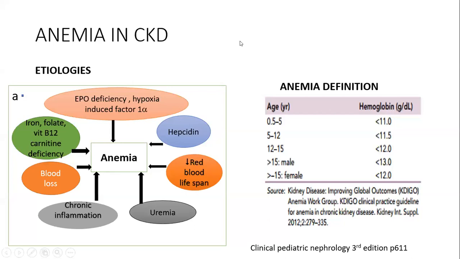So the WHO and Kidney Disease Improving Global Outcomes classify anemia as when the hemoglobin level, according to age and gender, is lower than 2 standard deviations from the norm. This is at least the table; I think you can look at it later. But when you consider anemia in chronic kidney disease, you consider these figures according to the age of the children.